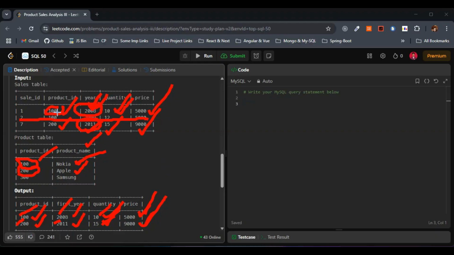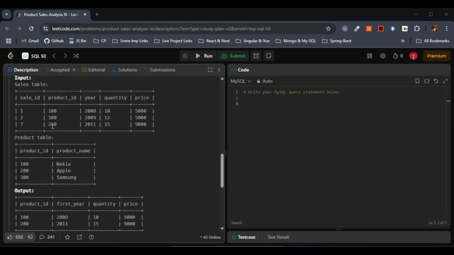So same goes with this one. 100 for the product ID 100 and 200, we have year, quantity and price already mentioned here, right? Same thing we will be displaying or returning in the form of output here. So I hope this is completely clear. This is what they have asked us to do. This is what the question states, right? So I hope the question is completely clear, and what we need to do is completely clear as well.